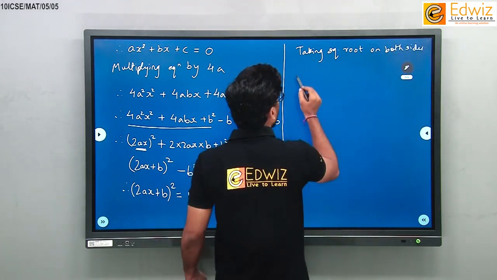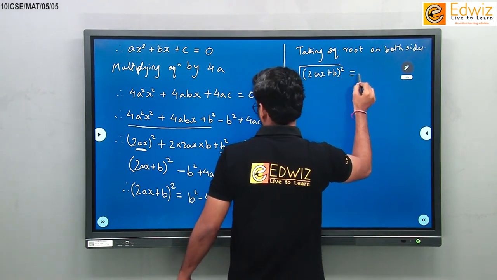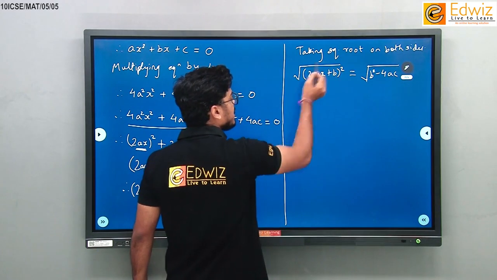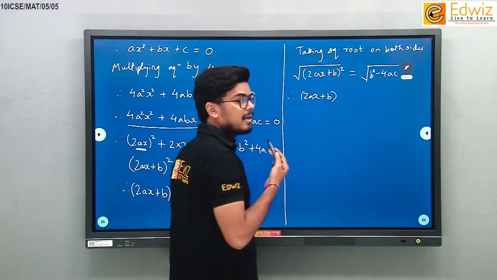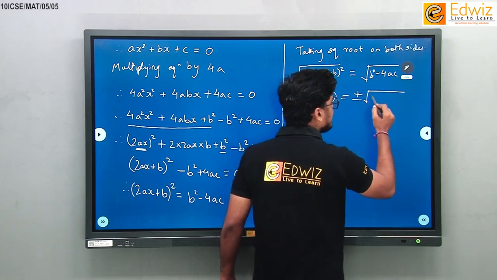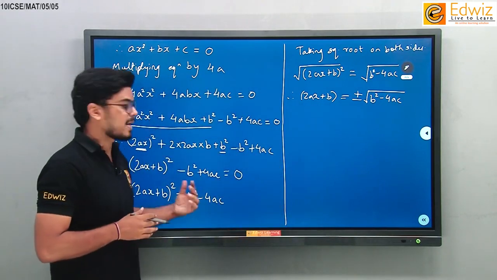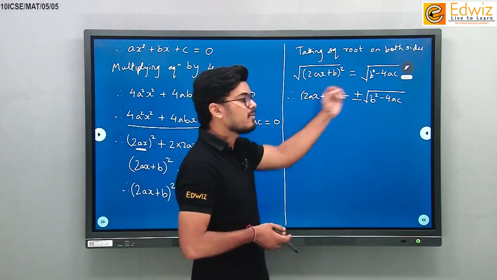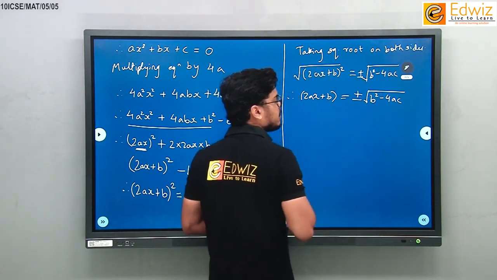if I take square root on both sides, here you will get square root of 2ax plus b the whole square. On the other side, square root of b square minus 4ac. Okay? Now this is a square, this is a square root. So I can just write it as 2ax plus b because the square is gone. And on the other side, I can write it as plus or minus square root of b square minus 4ac. Because if I square either of them, this is what will come, b square minus 4ac. Whether positive or negative, if we square it, it will be equal to b square minus 4ac. So I'll write it positive or negative square root of b square minus 4ac.